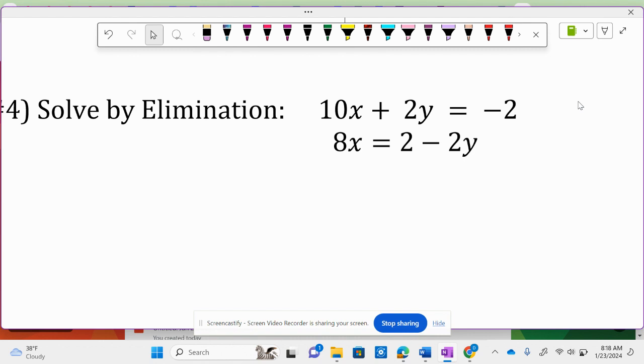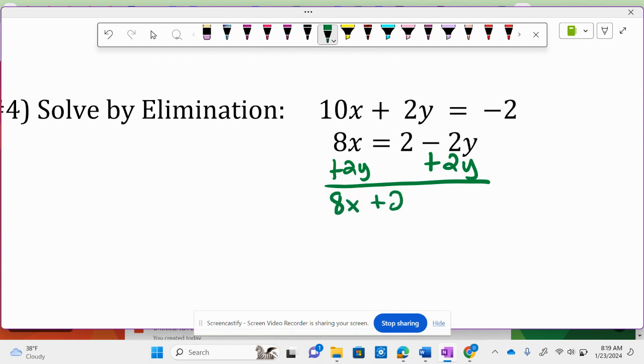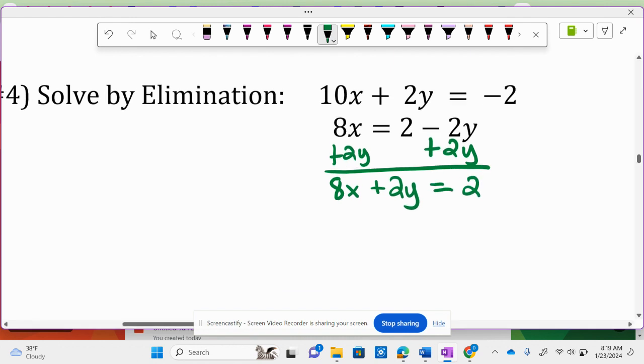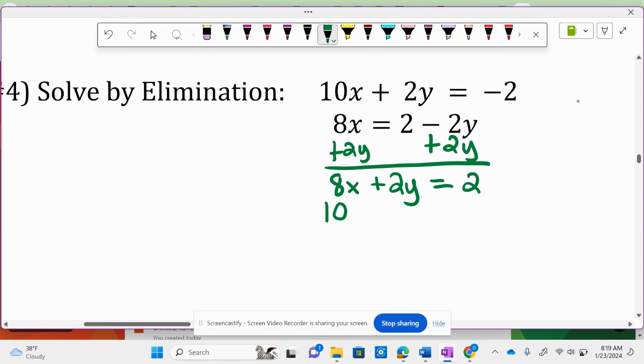So I'm going to add 2y to both sides. I need to add 2y to both sides on that bottom equation. So that's what I'm going to do. Add 2y. So that bottom equation becomes 8x plus 2y equals 2. And the top equation, I'm now putting below it, 10x plus 2y equals -2. What do we need to do now?